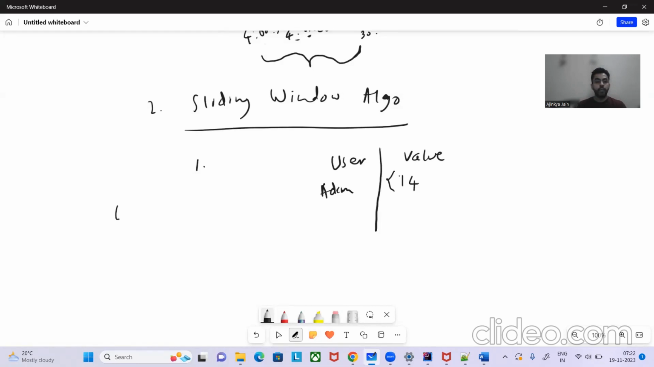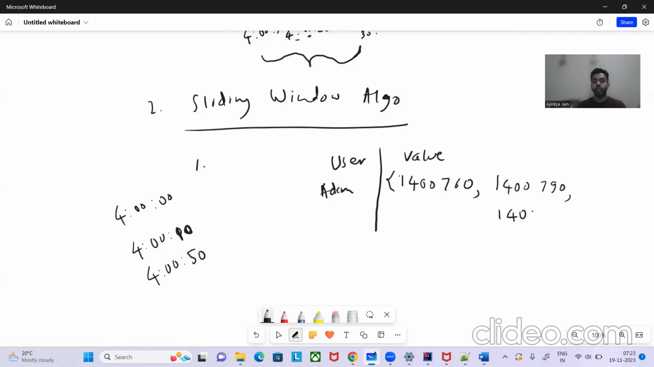For example, if one request had come at 4 o'clock, we will store the corresponding timestamp. The next request had come at 4 o'clock and 10 seconds, so we store that corresponding timestamp, and this will be in sorted order. The next one had come at 4 o'clock, 50 seconds, so we store it accordingly. In this way we are going to store it. This is the structure, maybe a map, which we are going to store.